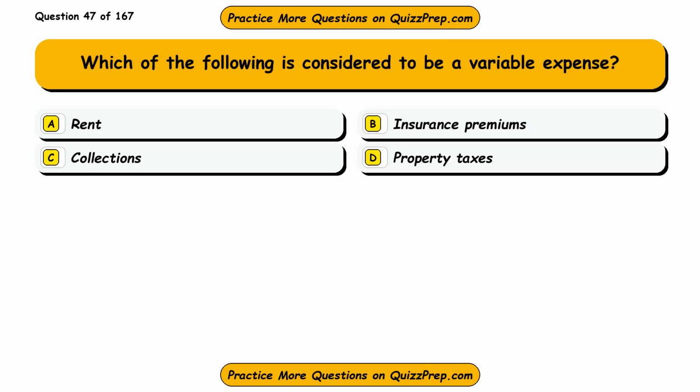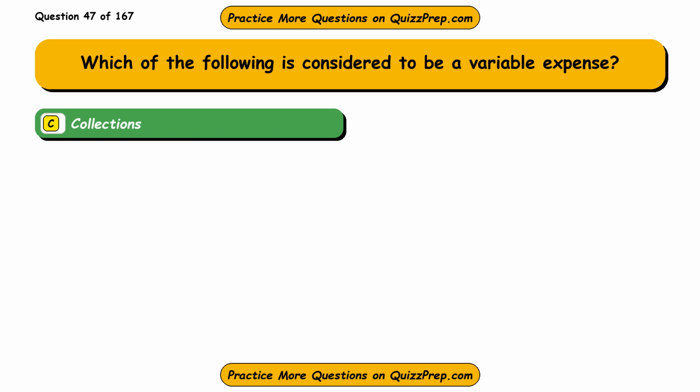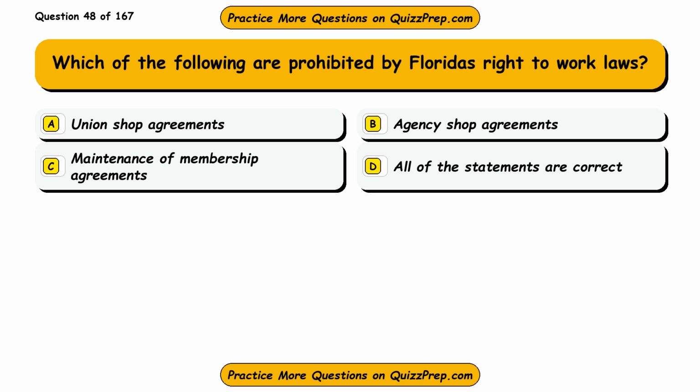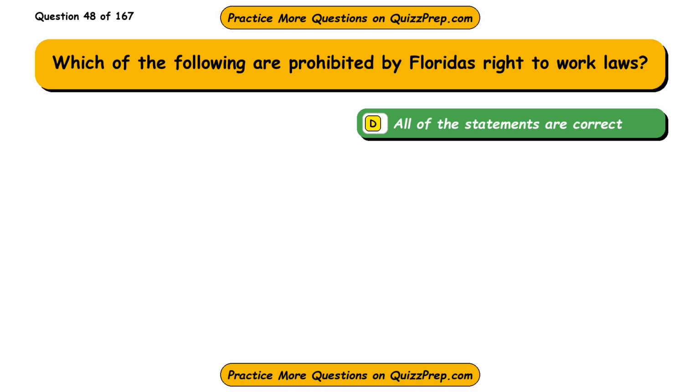Question 47. Which of the following is considered to be a variable expense? Option A, rent. Option B, insurance premiums. Option C, collections. Option D, property taxes. The correct answer is option C, collections. Question 48. Which of the following are prohibited by Florida's right-to-work laws? Option A, union shop agreements. Option B, agency shop agreements. Option C, maintenance of membership agreements. Option D, all of the statements are correct. The correct answer is option D, all of the statements are correct.